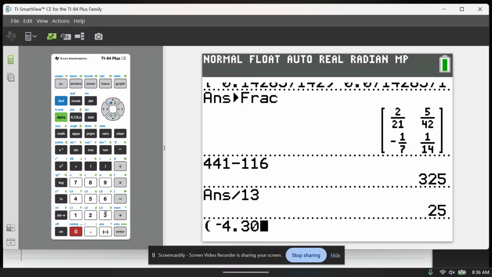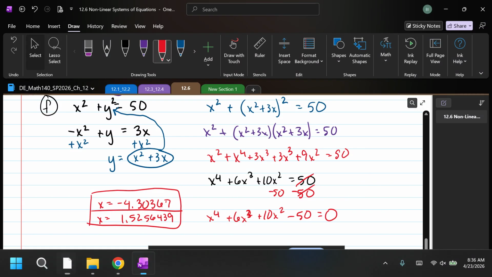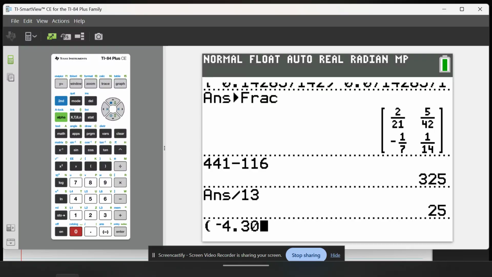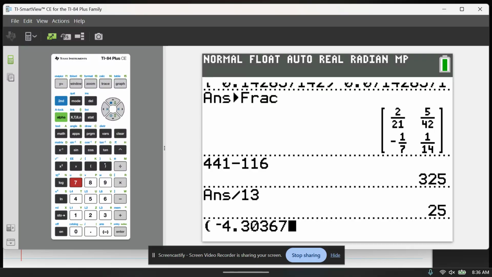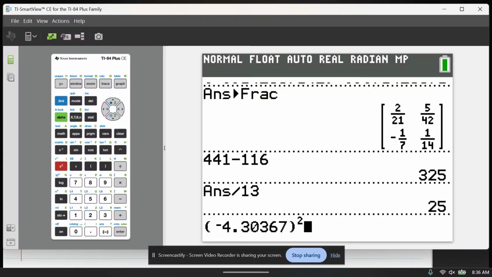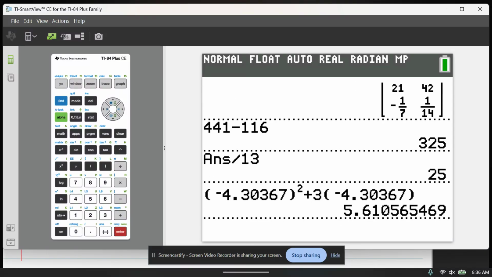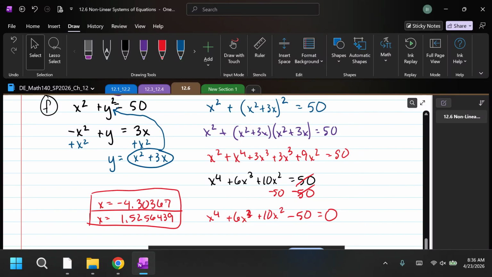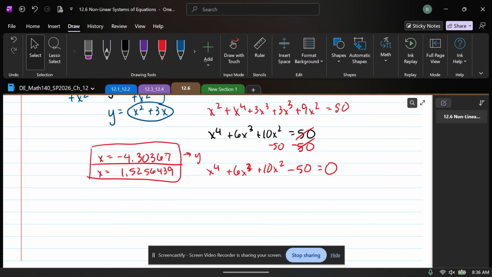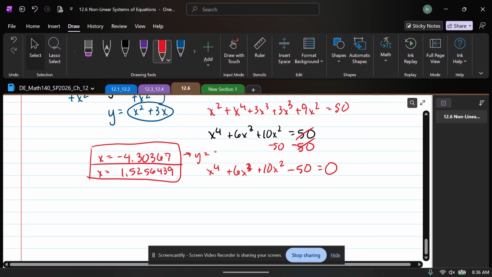So I'm taking that answer, negative 4.30367, squared, plus 3 times negative 4.30367. And that's going to give me the y value for that one, 5.61. So this one has a y equals, we'll go 2 decimal places on the final answer there. So 5.61.